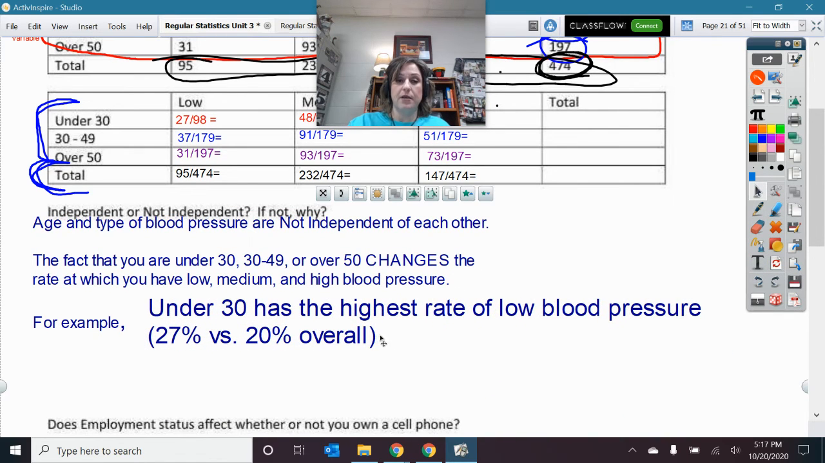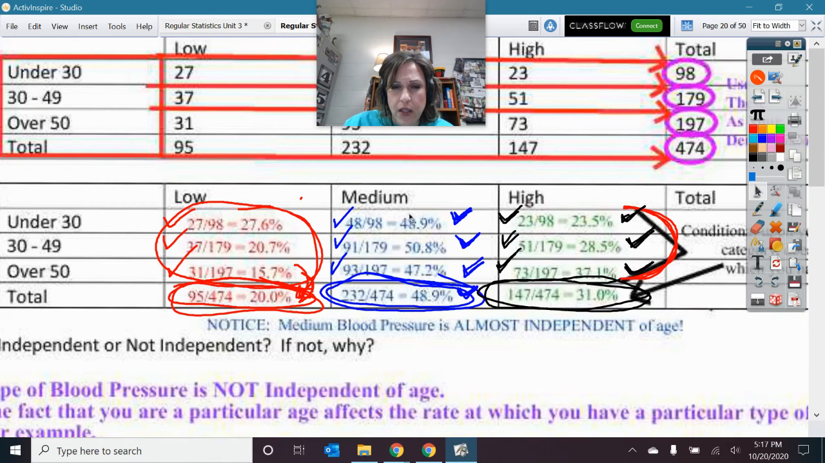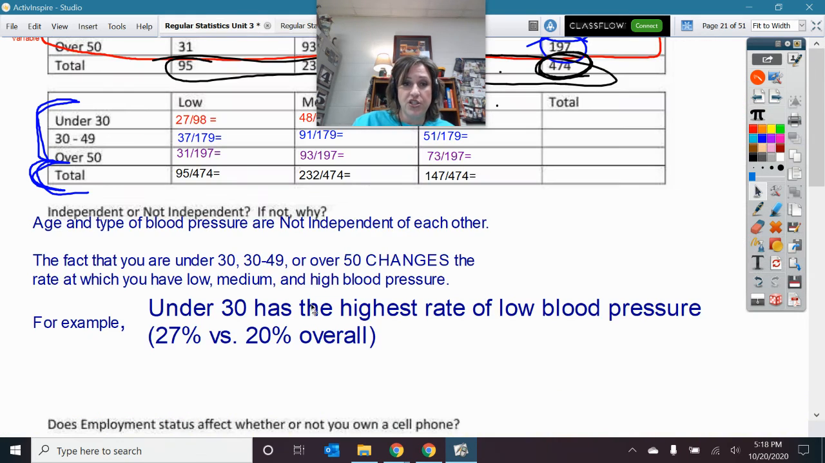So what's next? Medium blood pressure. What was happening for medium blood pressure? Look, those are actually really pretty close. And so I'd probably say something about that. I would say medium blood pressure is relatively close for all age categories, but 30 to 49 has the most in the medium blood pressure, and then I would give those numbers, 51 to 49. That's interesting. They were pretty close.